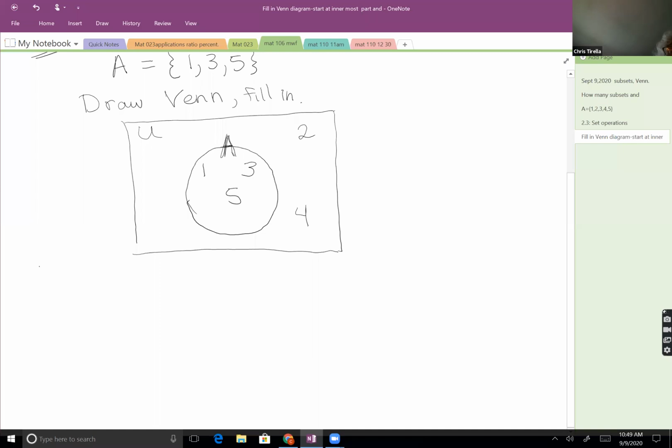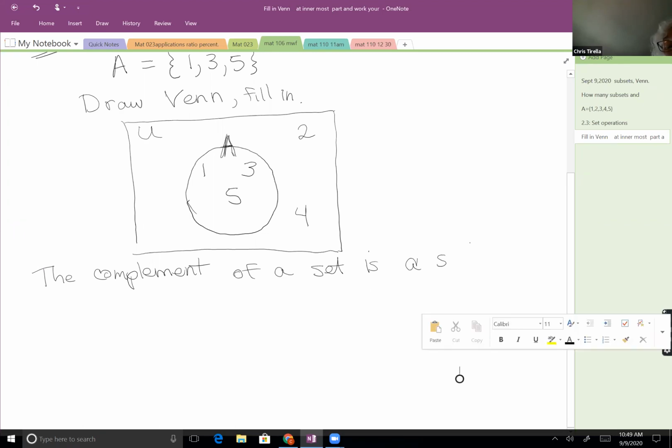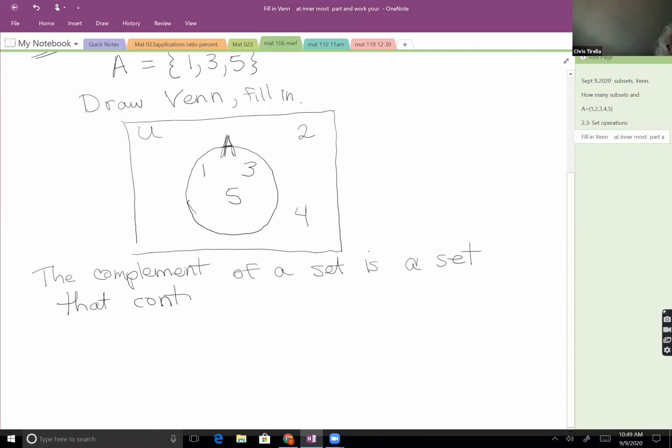If that's all right, the next place we're going is like our first operation, and that's finding the complement of a set. And so we'll say that the complement of a set is a set that contains all of the elements of the universal set that are not elements of the set.